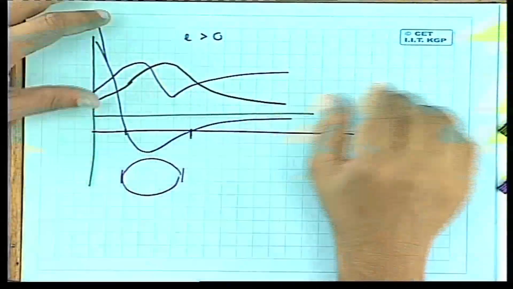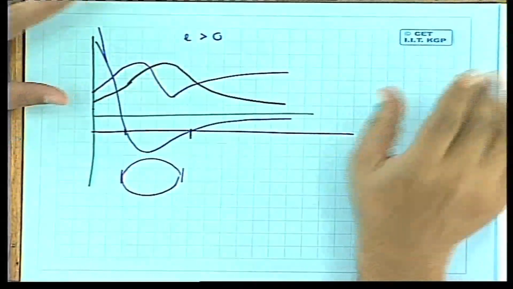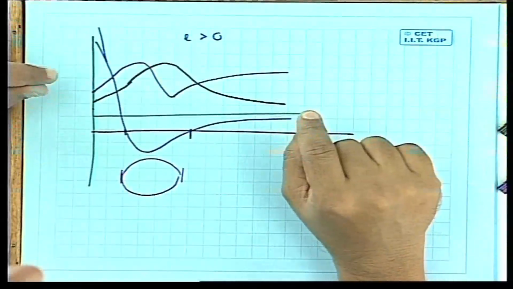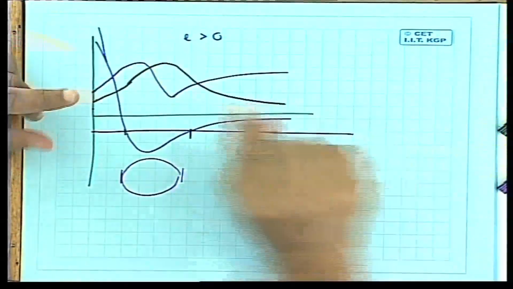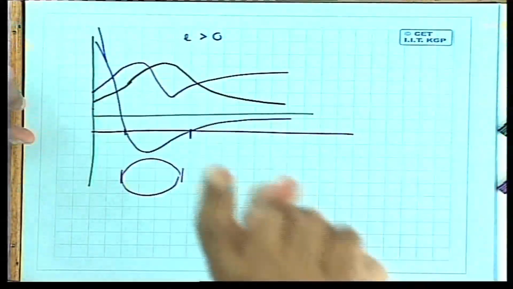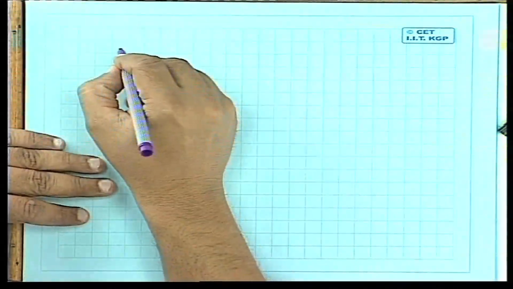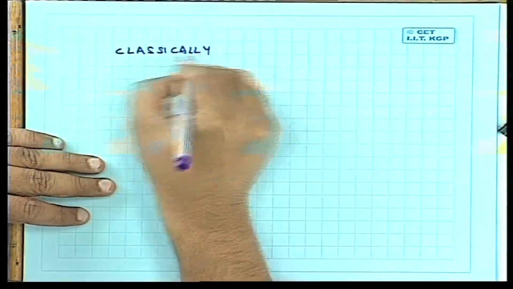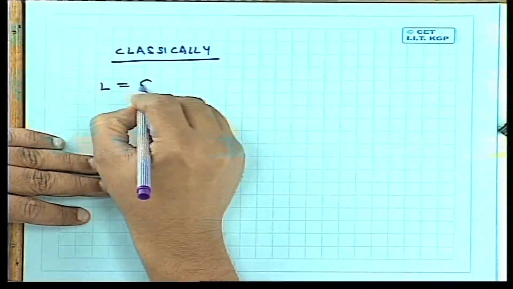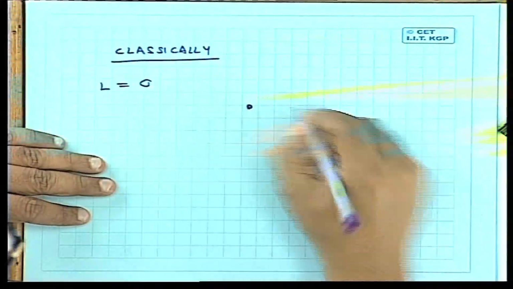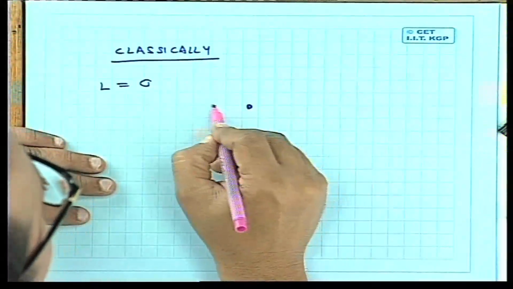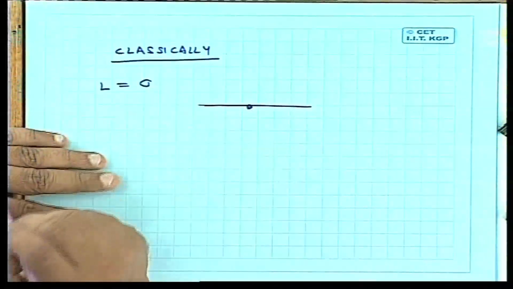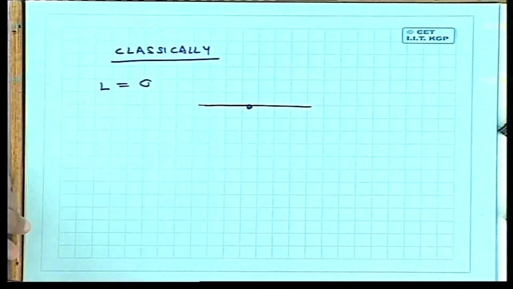This you can interpret somewhat classically also. Classically, the zero angular momentum state corresponds to a particle which goes through the center, oscillates back and forth through the center. Classically, if the angular momentum is 0, then if this is the center, the particle motion is going to be like this, because the angular momentum is 0.